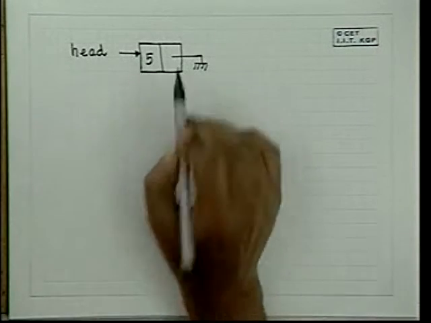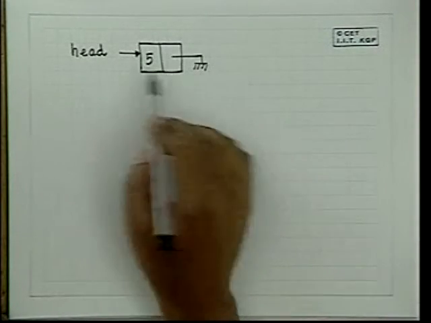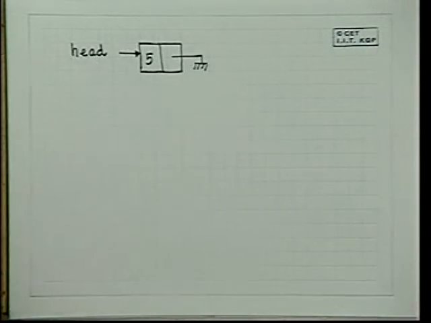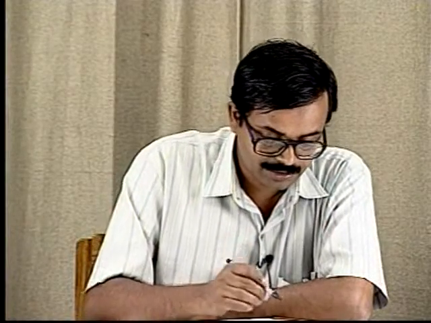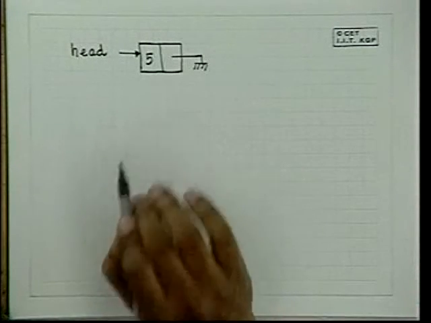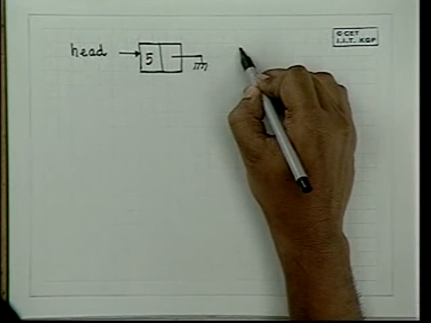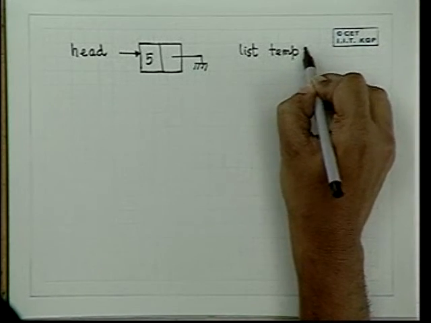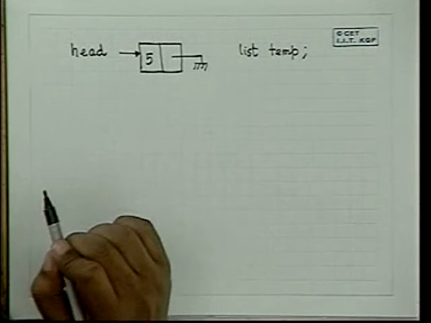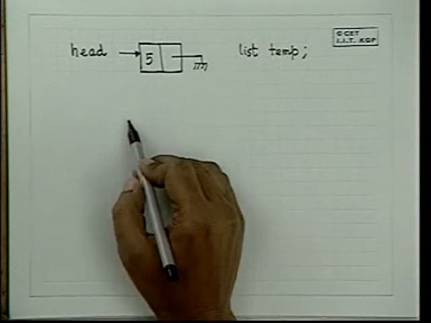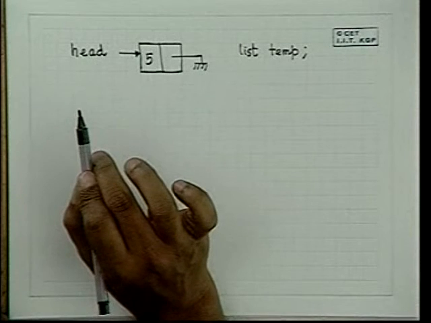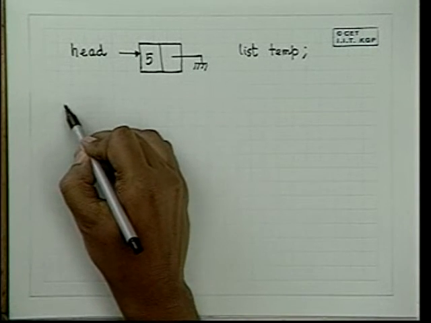Now suppose he says, yes, I want to give another element. Obviously you have already got your structure and head is the starting of that structure. Suppose somebody wants to read in another element. Then what we will do? I will give you a simple way of doing it. Let us declare another temporary variable of type list. Okay. So what we can do is, suppose we have two options. We can put it at the end or we can put it at the beginning. So suppose we want to insert in the beginning.